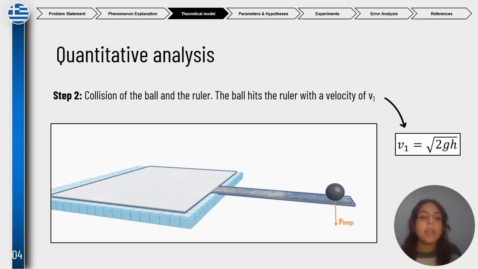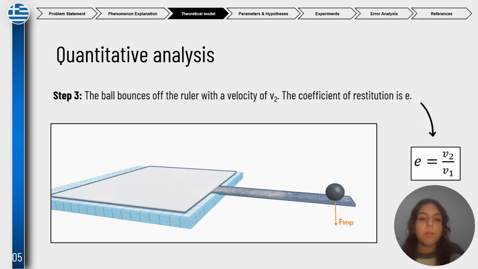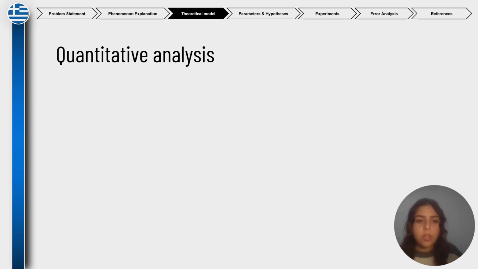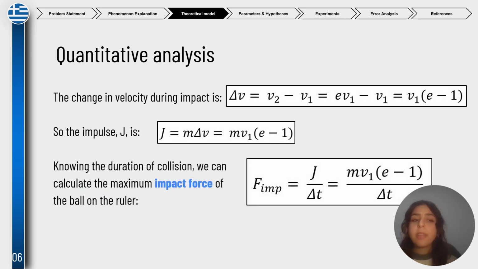The third step is that the ball bounces off the ruler with a velocity of v2, and the coefficient of restitution for this particular motion is given by the formula that you can see here on the right. So we can calculate the change in velocity during impact, which is given by this formula. And by this formula, we can calculate the impulse J. And knowing the duration of the collision, which we will calculate experimentally, we can calculate the maximum impact force that the ball has on the ruler, which is given by the formula that you can see here.